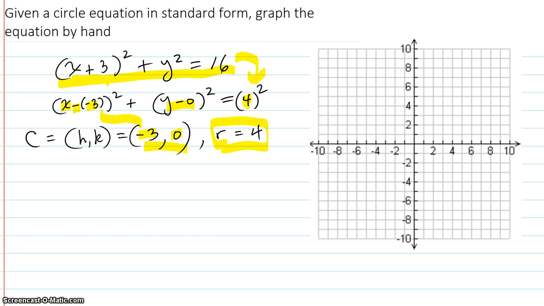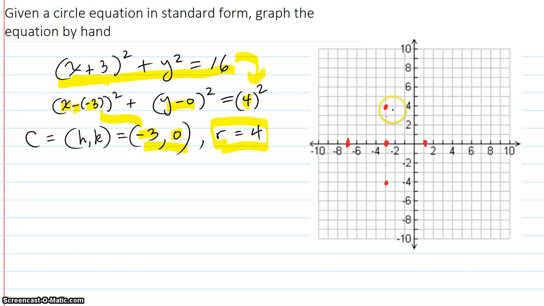So now we're going to just graph this, and we're going to have the h, k center is negative 3, 0, 1, 2, somewhere right there, and then we're going to have radius 4. So if you're doing it by hand, you count over 4 in 4 directions, like 1, 2, 3, 4, 1, 2, 3, 4, 1, 2, 3, 4, 1, 2, 3, 4.